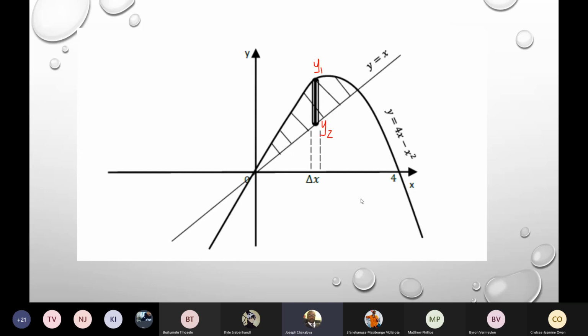Okay, there's a question from Spanelu Musa. You can ask. So just to confirm, to get the point of intersection, we always equate the two equations, yeah?